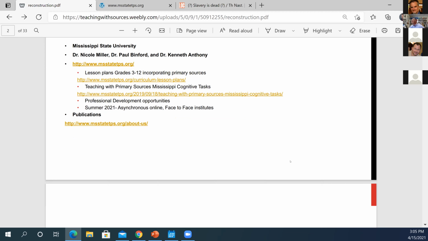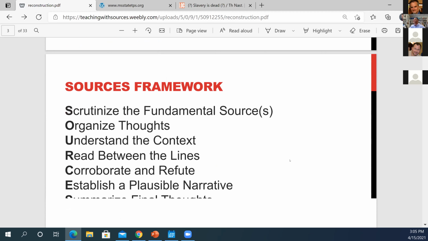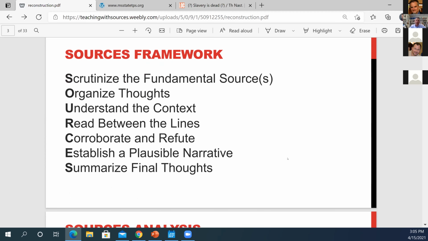I'm not going to spend much time on that because we want to talk about the Sources framework. Scott, I think you're going to talk about the Sources framework, correct? Yes, I'm back. So I'm going to just take control real quickly, if you don't mind, and we can turn it back to you in a minute.